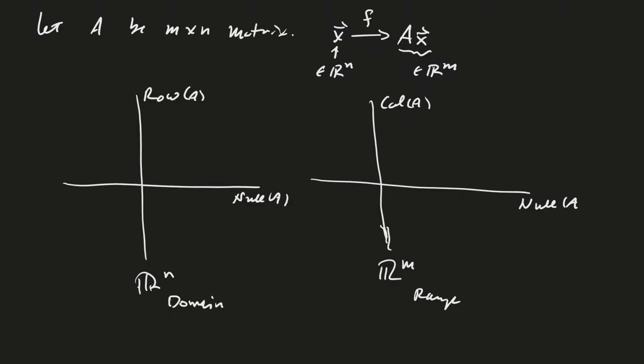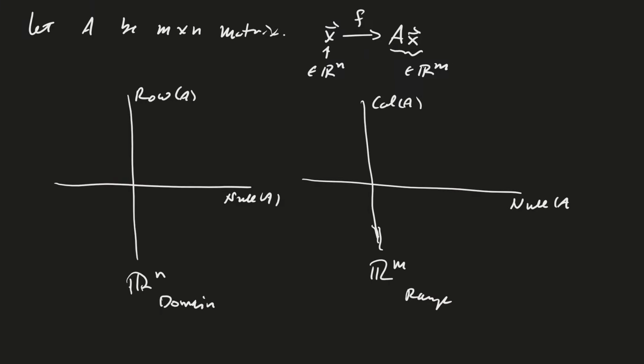So that means that any vector in the null space of A is going to be orthogonal to anything in the row space of A. Let me finish that up. By the way, if we were in complex numbers, this would be the null space of A star, the adjoint of A.